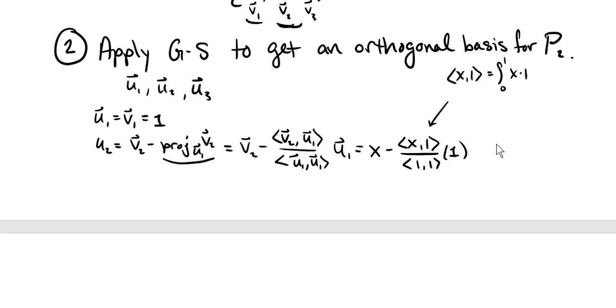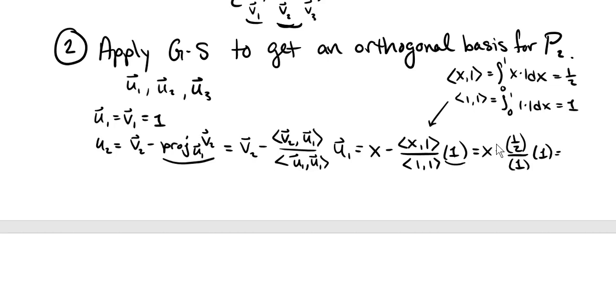X times 1 dx, and you can integrate that and you get a half. If I take 1 with 1, I do get 1. So nice enough, that guy actually is a unit vector already. U1 is already normalized. That's kind of nice. So what do we have here? We have x minus x inner product with 1 was 1/2, 1 inner product with 1 was 1, times this U1 vector, which is 1. Looks like we have x minus 1/2. That's our U2.